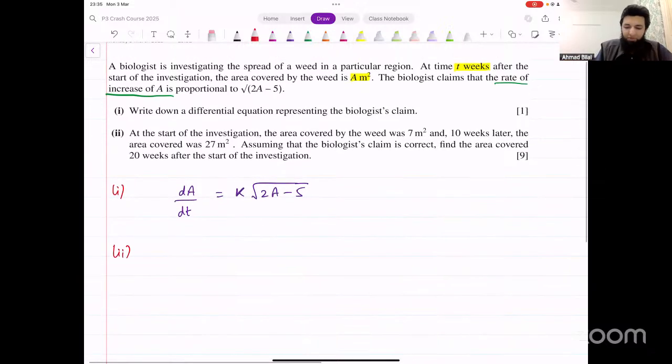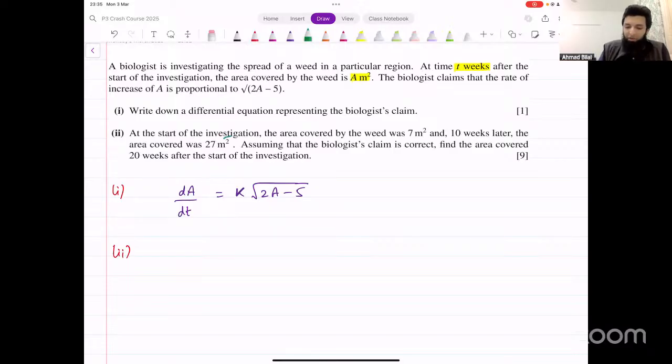But here, this was fairly straightforward. dA over dt is equal to k times this. Now, we don't have any information in the first part to find the value of k, so we just leave it like this. Now, let's look at the second part. It says at the start of the investigation, the area covered by the weed was 7 meters squared.